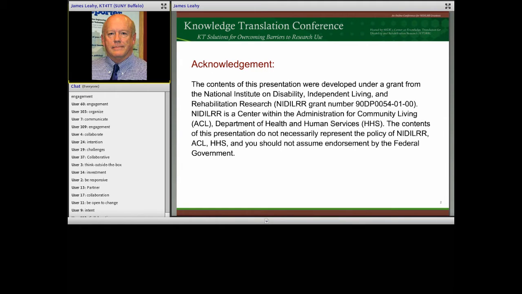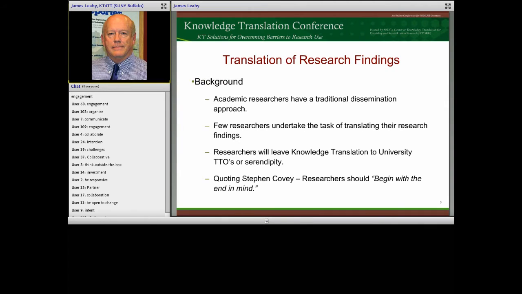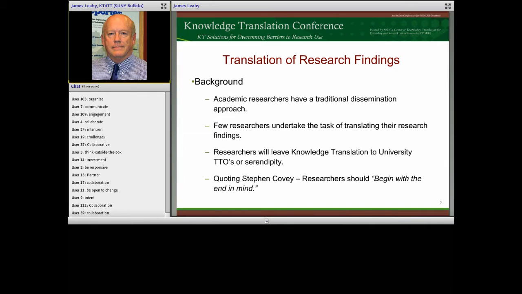Background, translation of research findings. First, a little background information. We have found that academic researchers historically have used a traditional dissemination approach. They will author a paper based on their research, submit it to a journal or publication, and may make a presentation on the paper in an upcoming conference. These researchers have left knowledge translation of their research as a task for others to accomplish, those others being university technology transfer offices or actually serendipity.